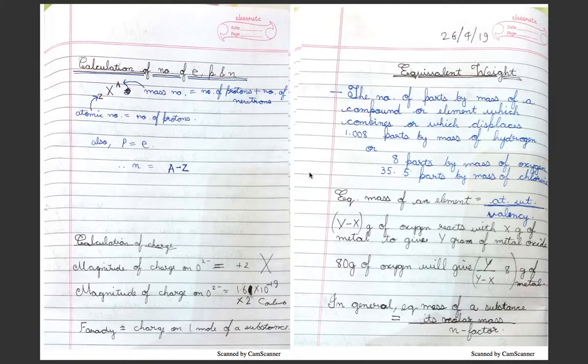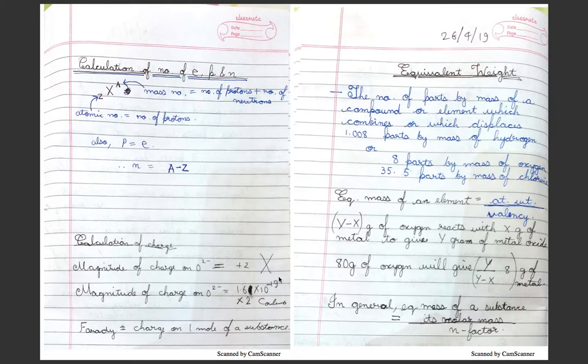Calculation of number of electrons, protons and neutrons. This is element X, which is written as Z X A, where Z is the atomic number, which is equal to the number of protons, that is equal to the number of electrons. A here represents the mass number, which is equal to the number of protons plus the number of neutrons. To find the number of neutrons, subtract Z from A.